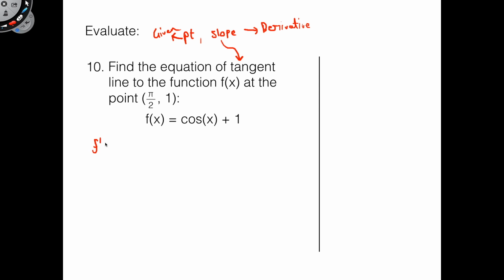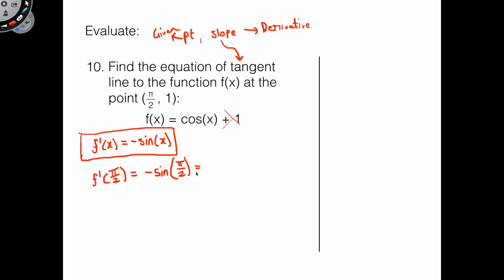So f prime of x is going to be the derivative of cosine of x. It's a pretty easy one. The derivative of cosine of x is negative sine of x, be careful of that one, negative sine of x. And the 1 is just going to go to 0, so we can ignore that. So this is your derivative right here. Okay. Now, what do we do next? We need to go ahead and find the slope. So we're going to need to find f prime of pi over 2, which is negative sine of pi over 2, which, if you just remember the unit circle, is just going to be negative 1.